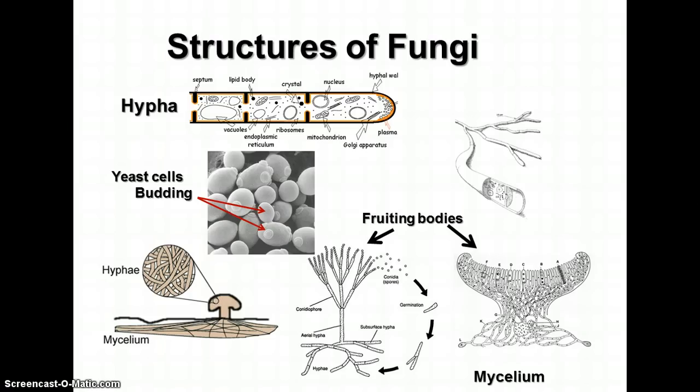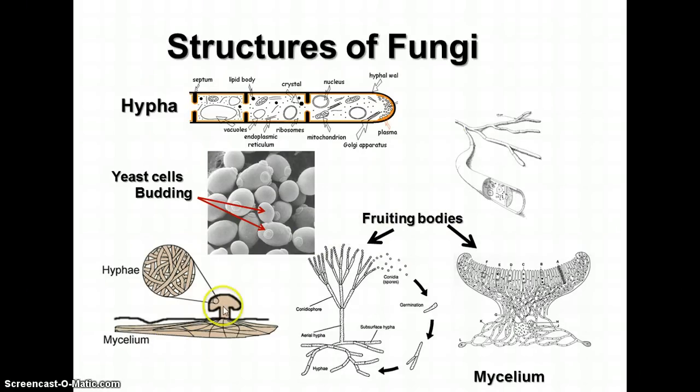On the same front page of your fungi packet, at the bottom of the page, there is a diagram of yeast cells budding, and you should be able to follow along and identify the bud and the nucleus, the cytoplasm, the cell wall, and the vacuole that you found in the middle of yeast cells.